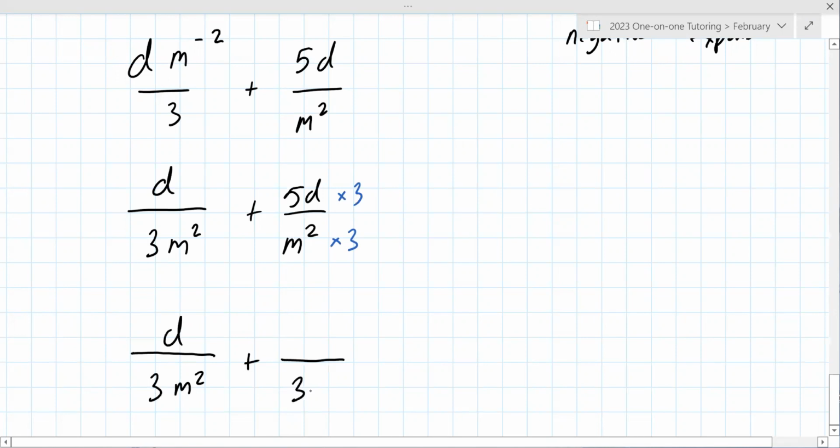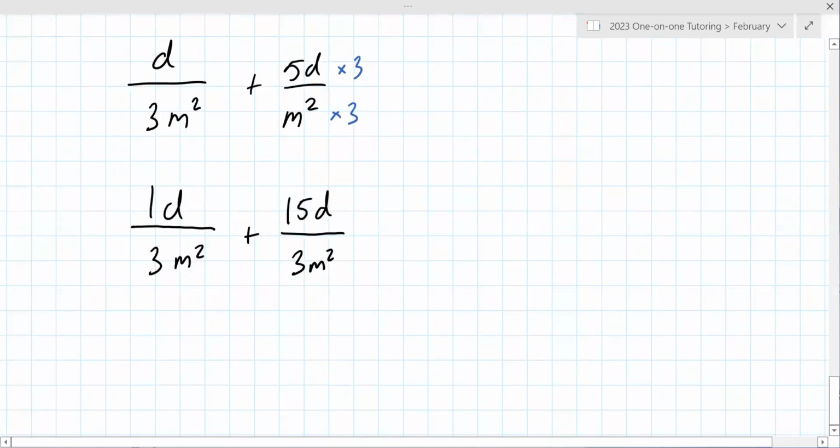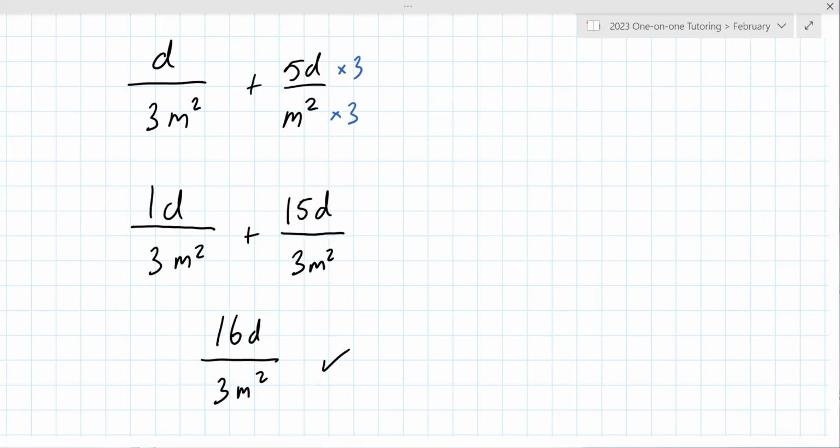So on the right, it's 3m squared on the bottom. What does the top become? 15d. Good. Now are the bottoms the same? Yes. That's good. So when the bottoms are the same, you add the tops. What does the top add up to? Just 16d. 16d over 3m squared.